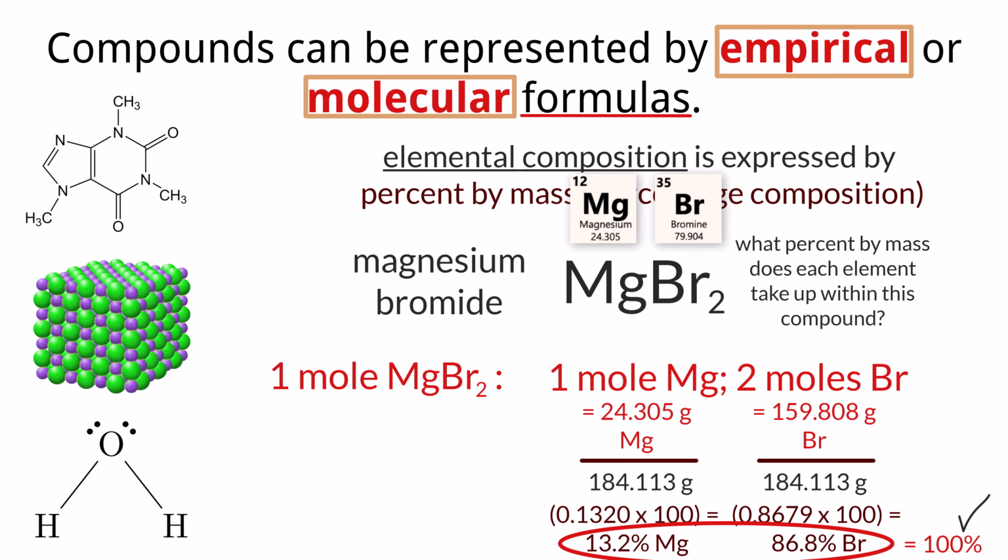It also makes a lot of sense that bromine takes up such a large percentage by mass of this compound, since we not only require double the amount of moles for this chemical, but it also has a significantly larger molar mass than magnesium.